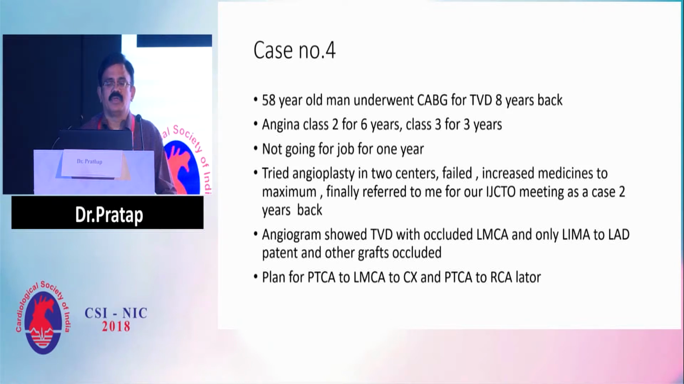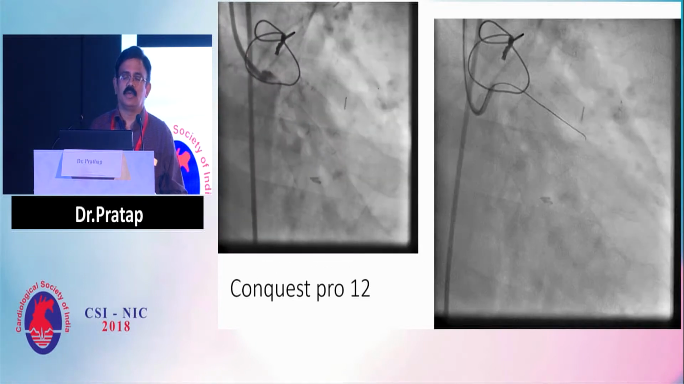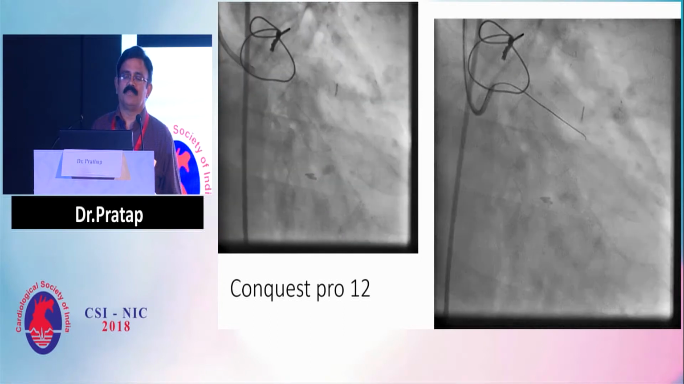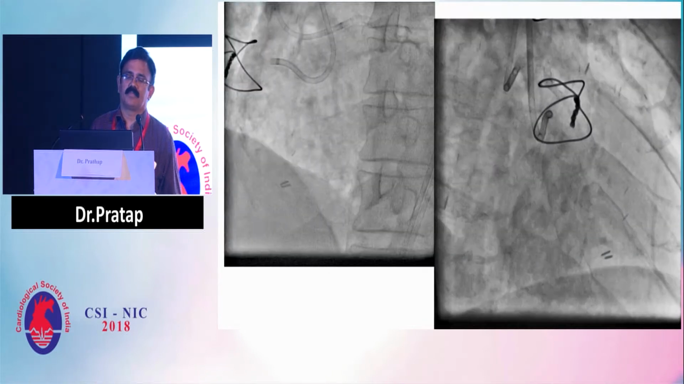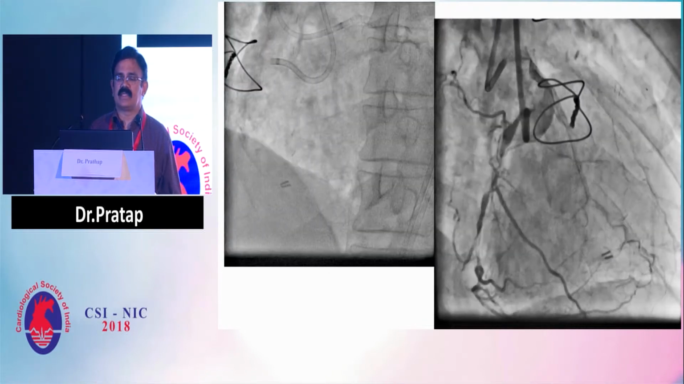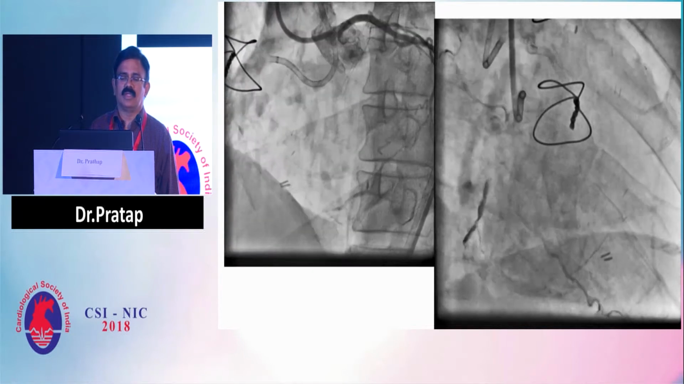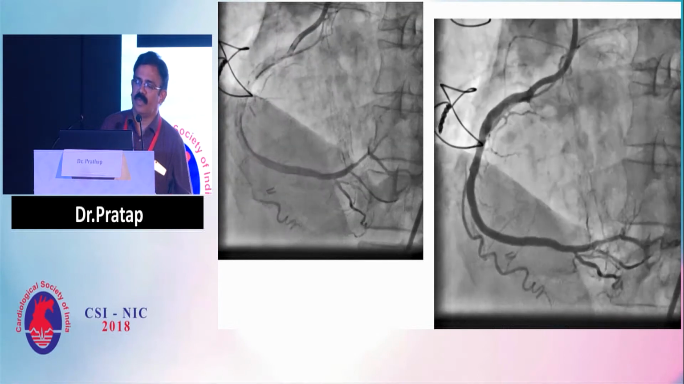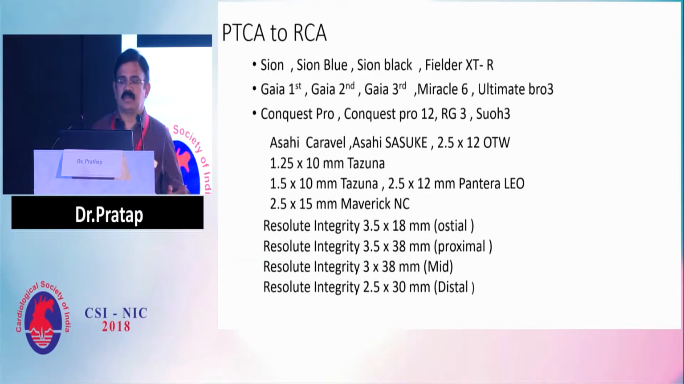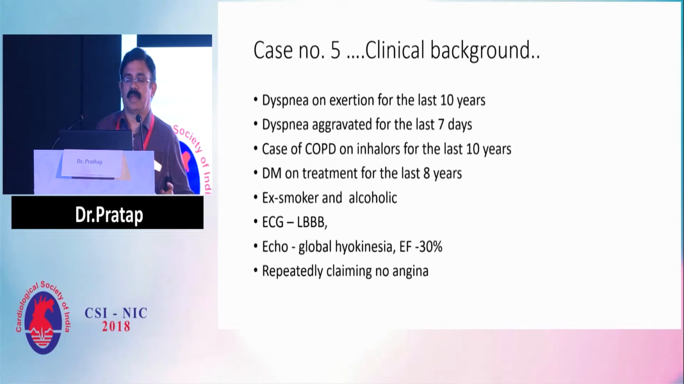There's another patient who underwent CABG for TVD 8 years back, angina for 2 years. Then the angiogram showed TVD with occluded LMCA and only LMCA to LAD patent and other grafts occluded. We did a PTCA to circumflex, totally occluded, opened up the circumflex with 2 stents, and RCA is opened exactly after 3 months when the graft opened up. This was the final result. We used this many materials, which is not possible in our country. It is actually done with an IGCT program.